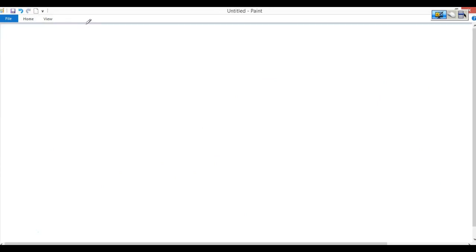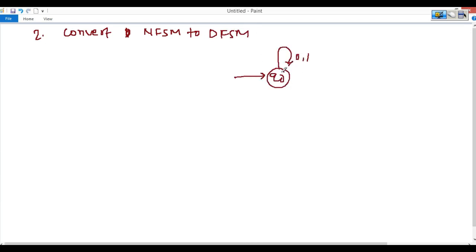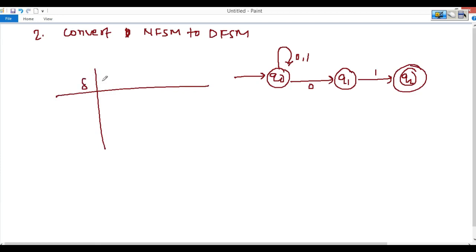And here is the second question. Convert this NFSM to DFSM. The question is given here: Q0 on 0 goes to Q0 and Q1, and on 1 goes to Q0. Q1 on 0 goes to nothing, and on 1 goes to Q2. And this is the final state. So now again we'll do the same here. Delta, with 0 as an input and 1 as an input.